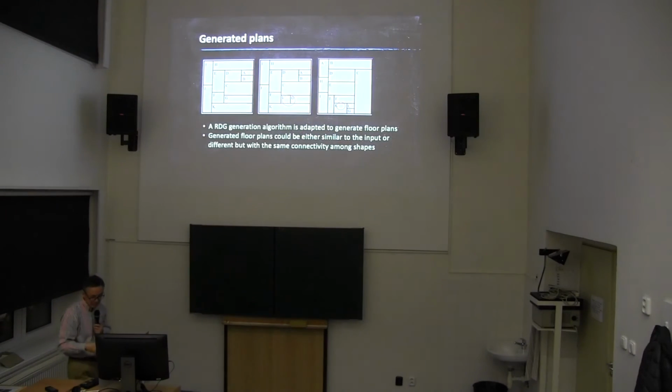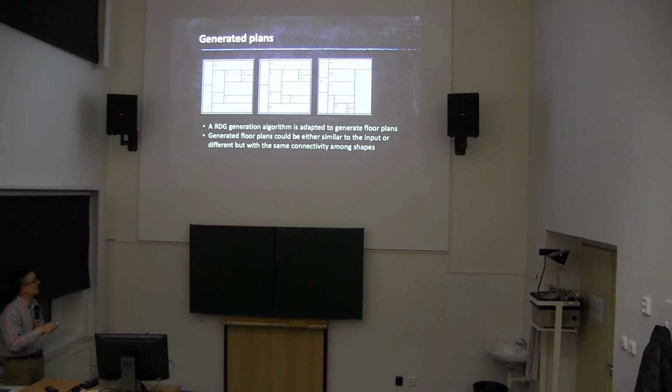So this is the generated floor plans according to the previous graph. After insertion, you see there are 3 possibilities, all satisfying the previous graph. And this generation algorithm is adapted to generate floor plans. And generated floor plans could be similar to the input. Your input, remember, is an IFC file, right? An IFC file specifying an already existing floor plan.